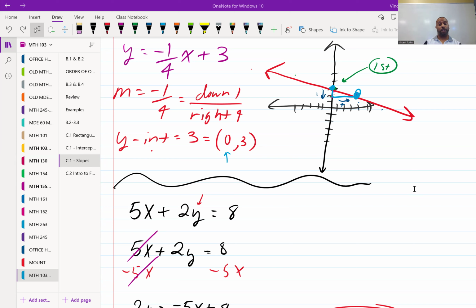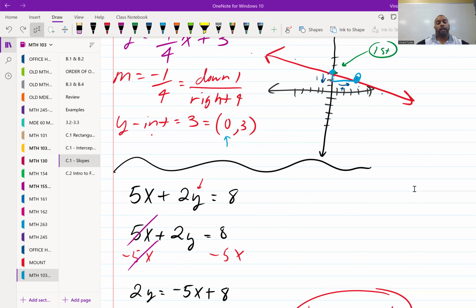First thing we want to do, once again, we're trying to get y by itself. So the first thing we want to do is move the 5x to the right side of the equation by subtracting it from both sides. That'll give us 2y equals negative 5x plus 8.